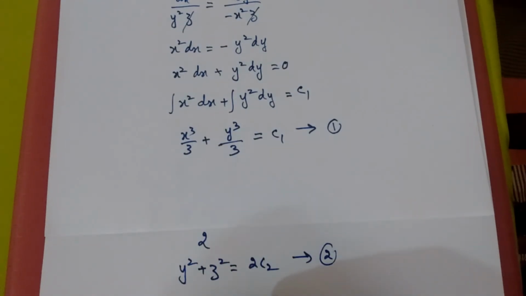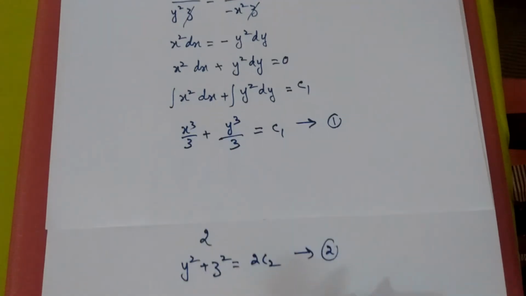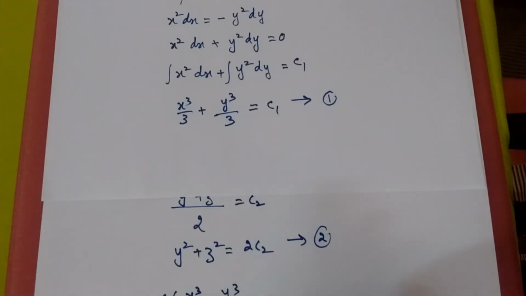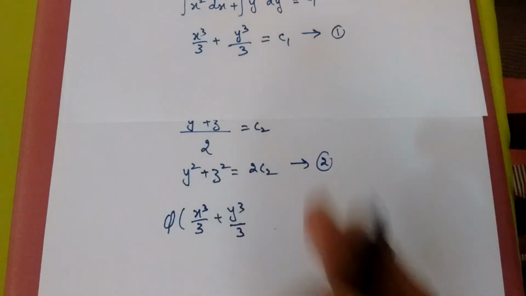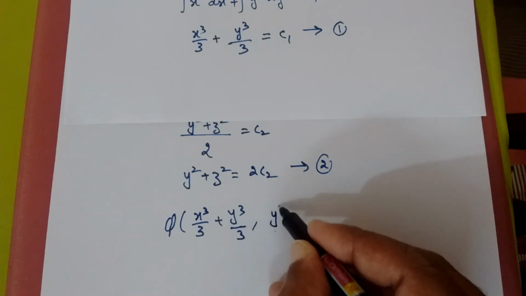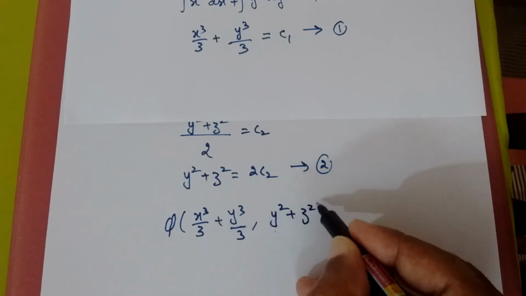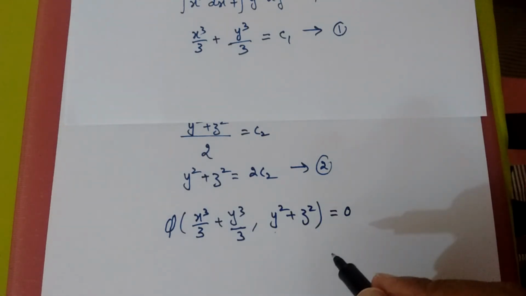So if you combine, you'll be getting φ of the first solution x³/3 + y³/3, and the second solution you have is y² + z². So this gives you the solution for the Lagrange linear PDE.